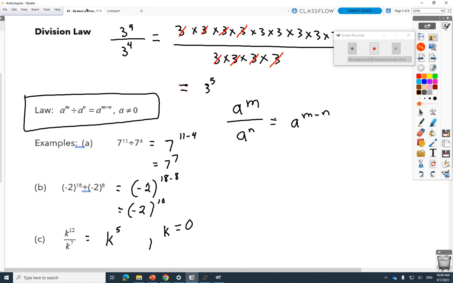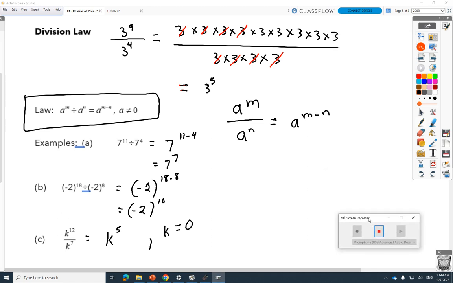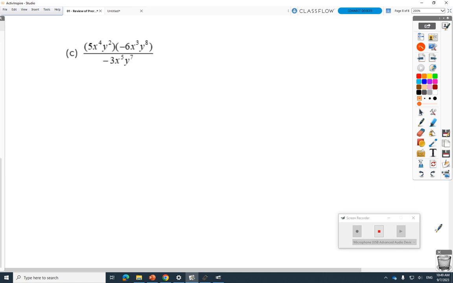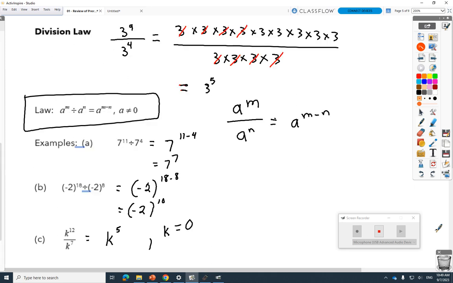Well, yes, if it's an odd number, the negative stays. If it's an even exponent, well, then there's an even number of negatives, so they cancel each other out. Awesome. Math is like magic.